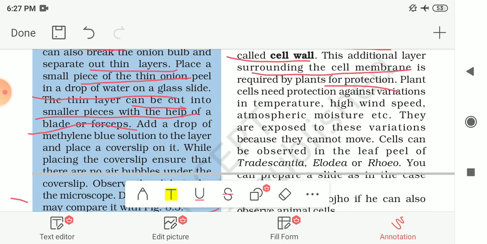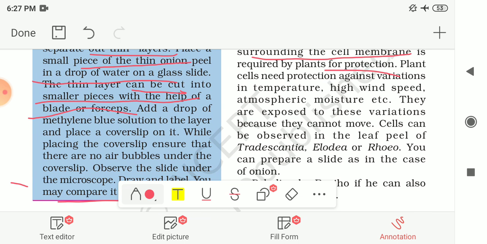In plants it is there for protection, as plant cells need protection against variation in temperature, high wind speed, atmospheric moisture, etc. So these are some of the factors from which plant cells need protection. For protection the cell wall is there in plants only, and they are exposed to this variation because they cannot move.